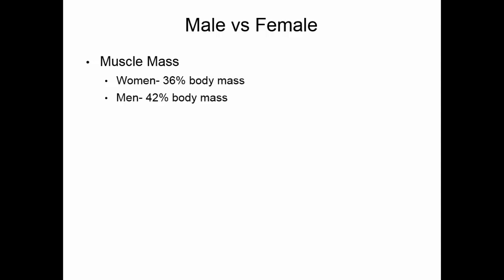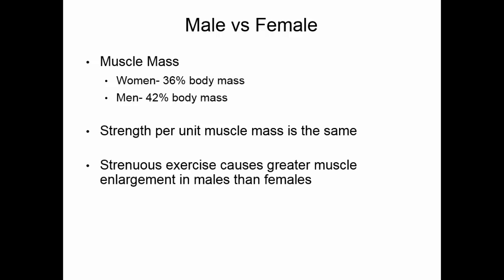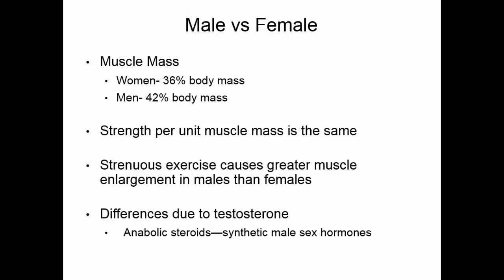In terms of male and female, the muscle mass varies. Women are about 36% body mass is muscle. Men have about 42% of their body mass is muscle. The strength per unit mass is the same, but because women have less mass, they appear to be less strong. Strenuous exercise can cause greater muscle enlargement in males than females, primarily due to testosterone. Anabolic steroids are basically testosterone. They're synthetic male sex hormones that some people take to try to increase the development of muscle mass. There are some problems with this.